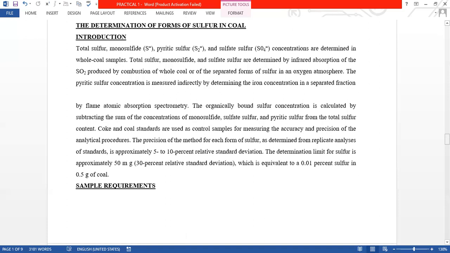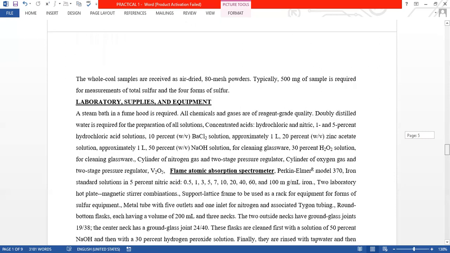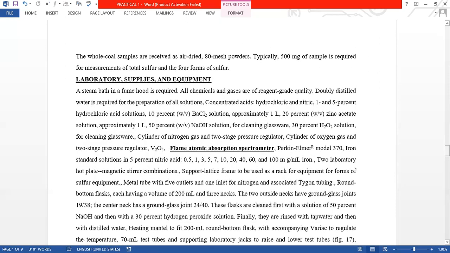Now, this is the determination of the forms of sulfur in the coal. Total sulfur, monosulfide, pyritic sulfur, and sulfate sulfur concentrations are determined in the whole coal samples. So what are the sample requirements? The whole coal samples are received as an air-dried 80 mesh powder.